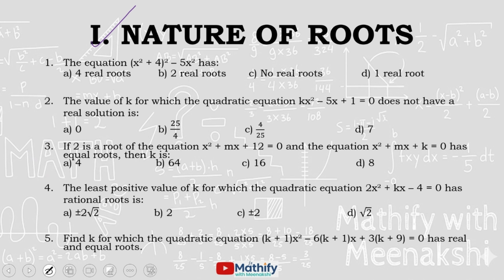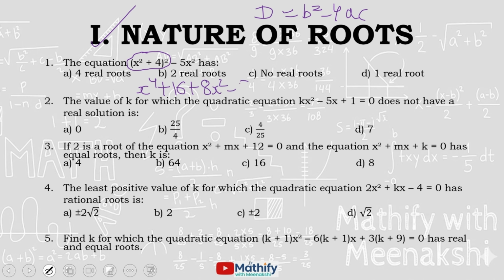First, nature of roots. As I told you, to find the nature of roots, you have to always find the discriminant, that is b square minus 4ac. So you should know this thing. First question: the equation has how many real roots? If you see this carefully, it is (a plus b) square. So you can solve this. That is a square plus b square plus 2ab. Yes, you will get this.